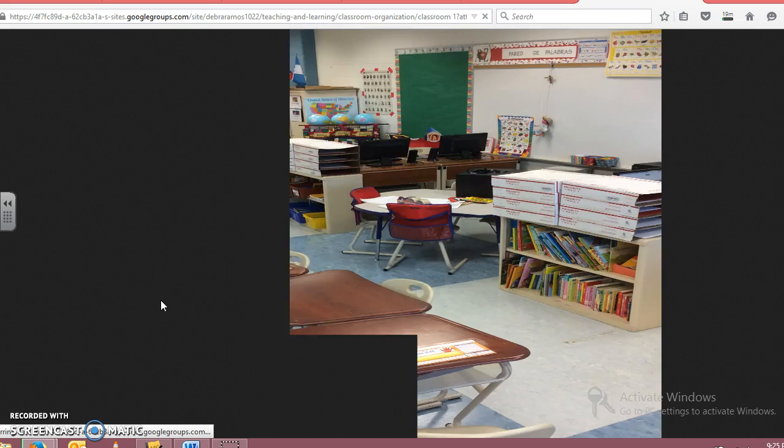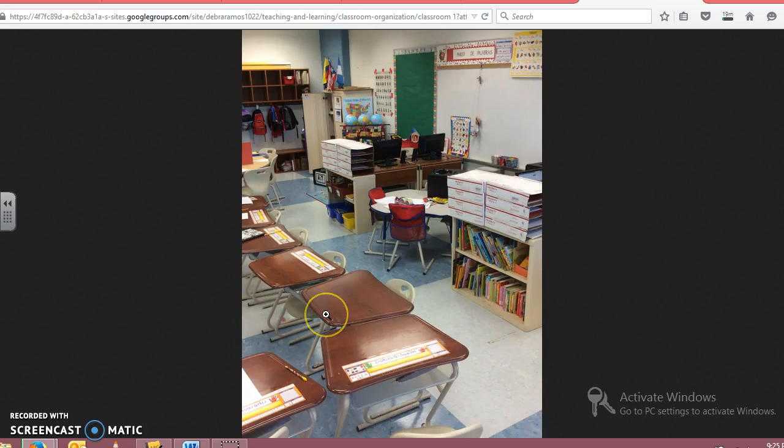Next, this is how I have the classroom set up. Everything is center based. We have an ESL center, we have a listening center, we have the Science and Social Studies Center.